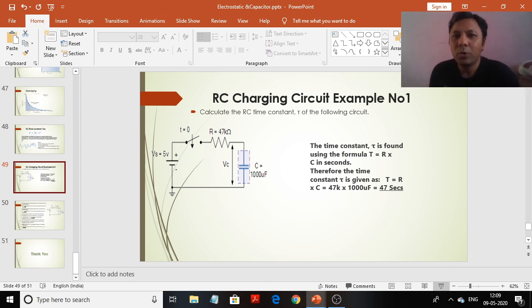So I hope you guys understand electrostatics and the capacitor. If you have any problem, then you can mail me, or if you have any suggestions for this chapter, you can also mail me.